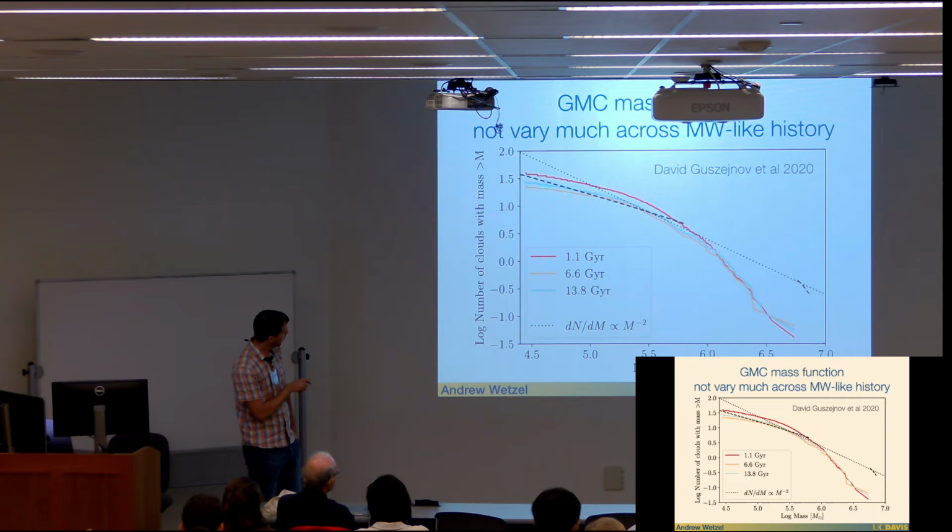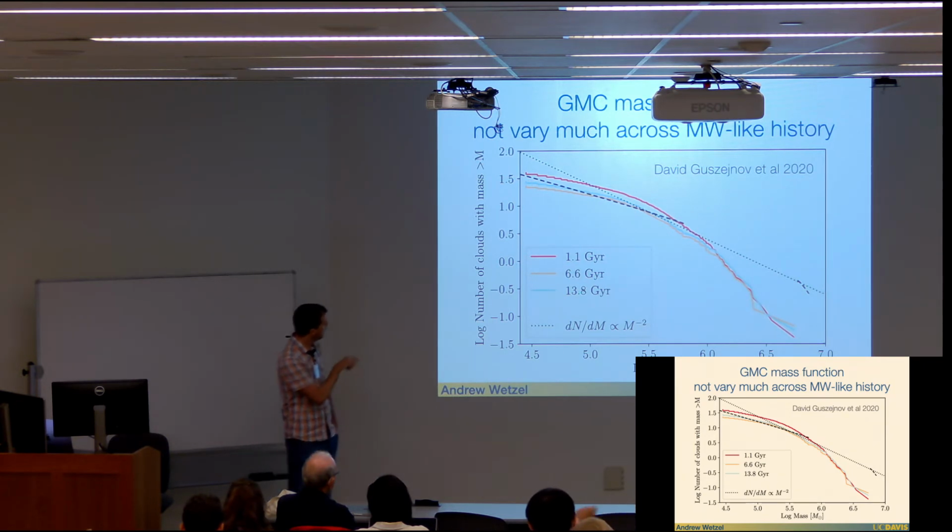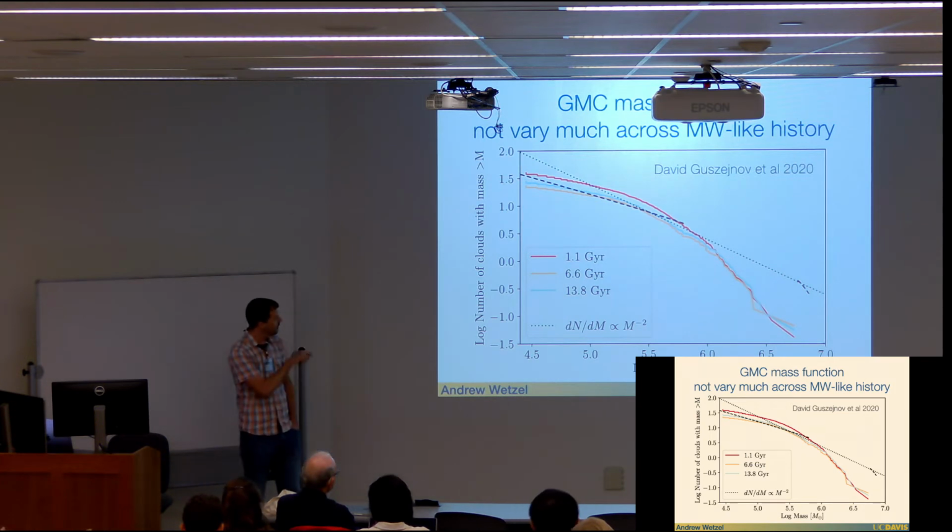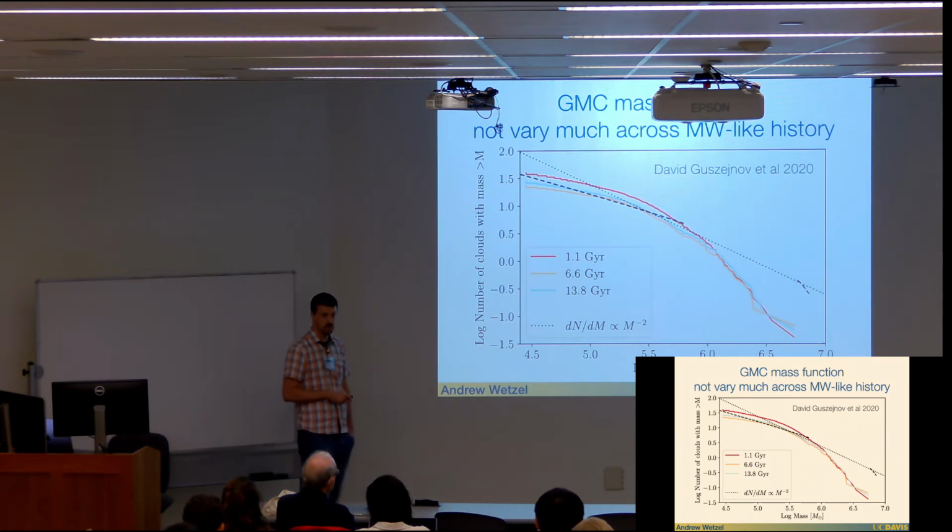So these are just 3 randomly chosen snapshots: 1 gigayear ago, 7 gigayears ago, and very early in the history. Sorry, this is the age. So this is today, and this is going back in time. And we can see some minor changes, but for the most part, these mass functions are looking similar.